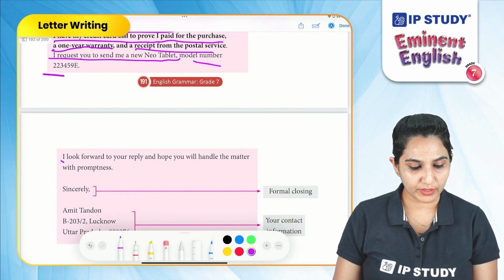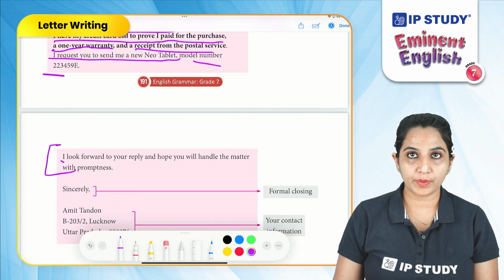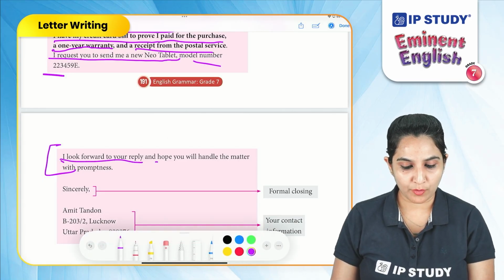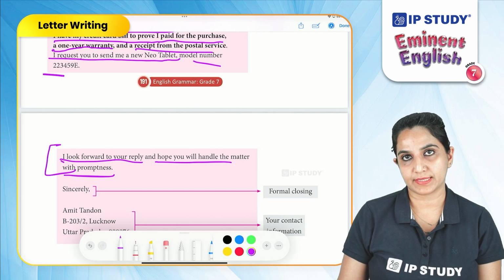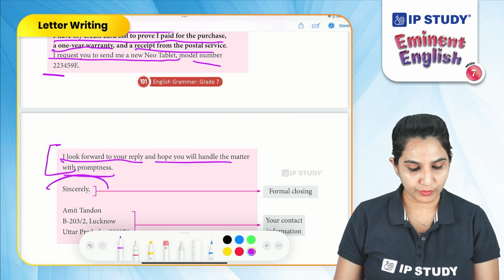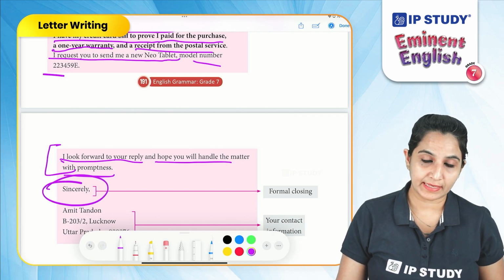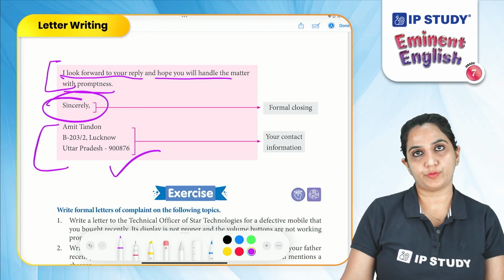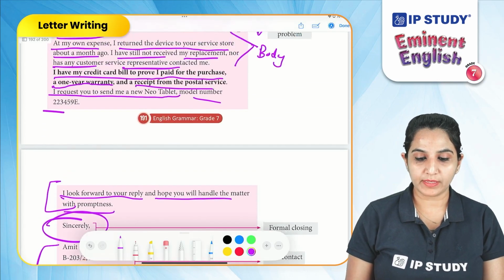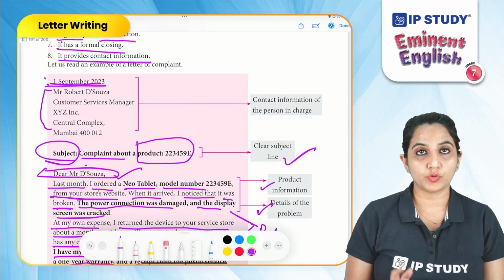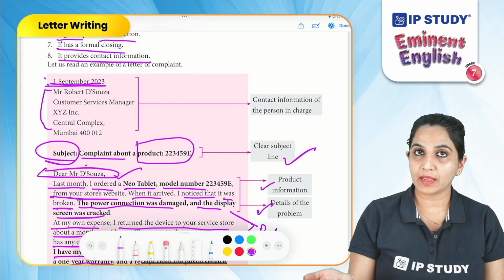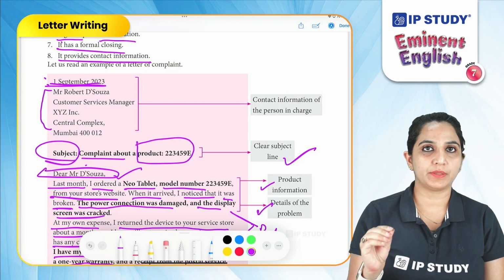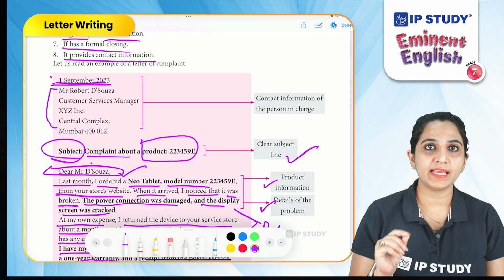I look forward. Now this is a proper closing of your letter. I look forward to your reply and hope you will handle the matter with promptness, right? And then you do the formal closing by using sincerely, and you write your name and give your contact information. This is a formal letter of complaint to a store or to an online platform. You can use this to write about a problem in the product and explain it very clearly.